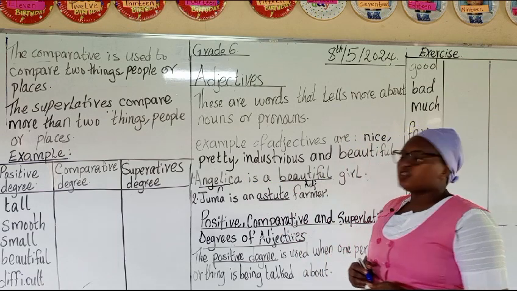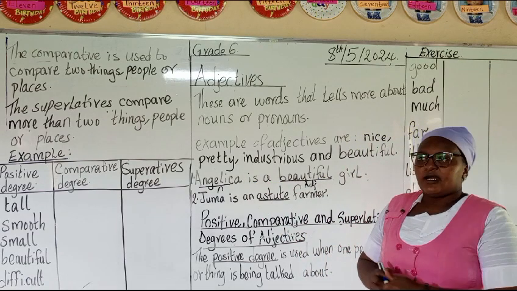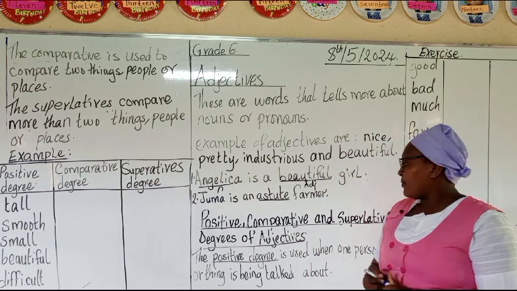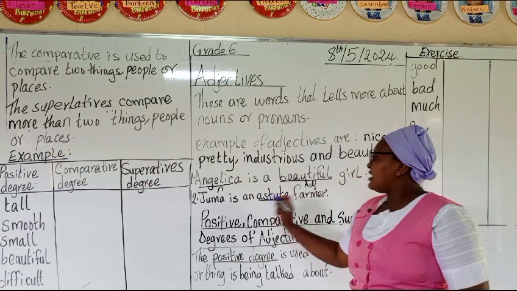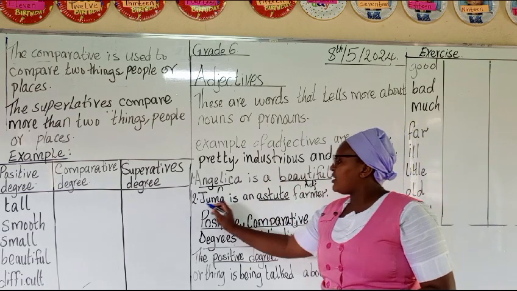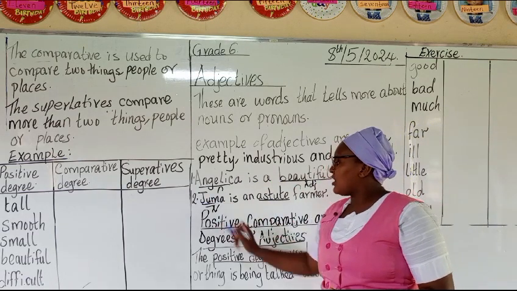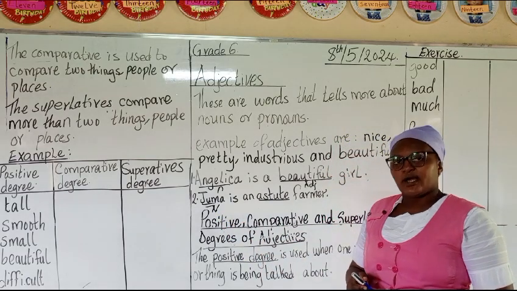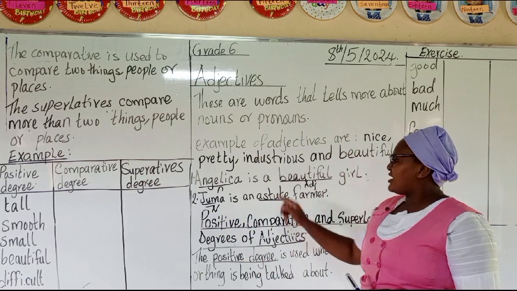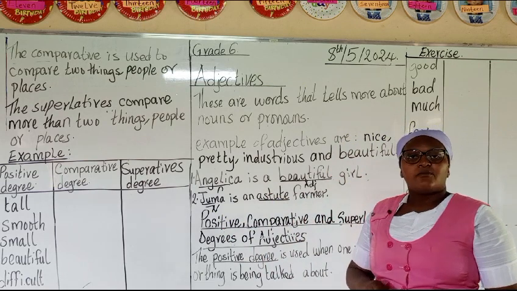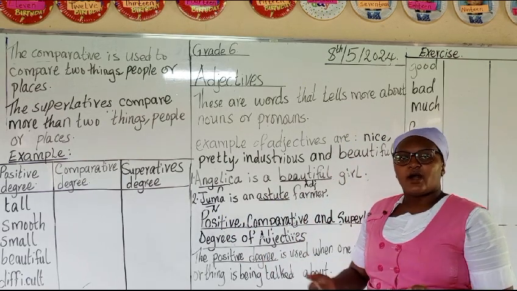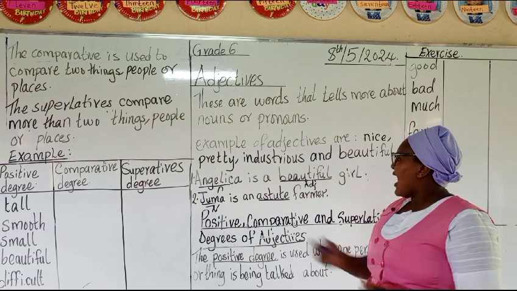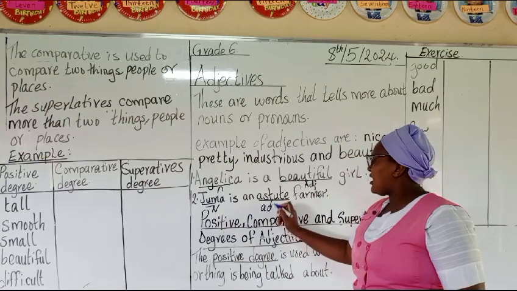Juma is an astute farmer. Astute here is a word describing Juma, who is a noun. Astute is another name for industrious or hardworking. So when I say Juma is an astute farmer, I mean Juma is a hardworking farmer. So astute here is an adjective.